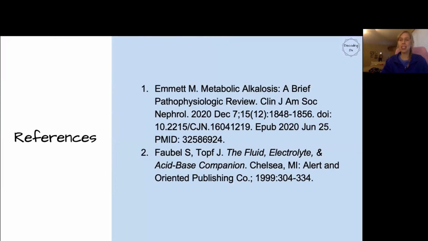Here are main references, same as last time. This one was pretty complicated, so I encourage you to go back and watch through and make sure that you understand, because the next few videos will build on this one. Join us in part 5 as we move on to the next pathophysiologic mechanism of metabolic alkalosis.